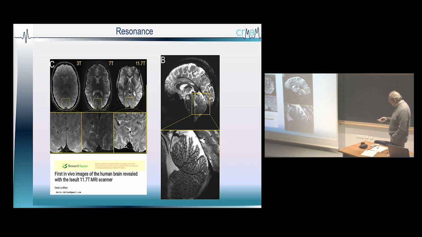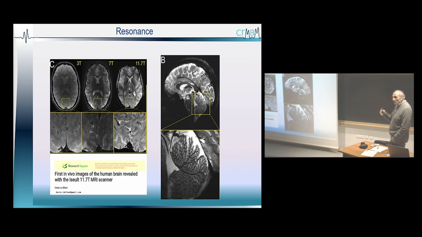And you can see the difference here between 3 Tesla, 7 Tesla, and the one they've got, 11.7 Tesla. With this kind of field, you can dramatically increase the resolution, or you can increase the acquisition speed, or decrease the acquisition time. And what the clinicians are saying now is that with 7 Tesla coming to the clinical field, they are seeing structures that were invisible before.